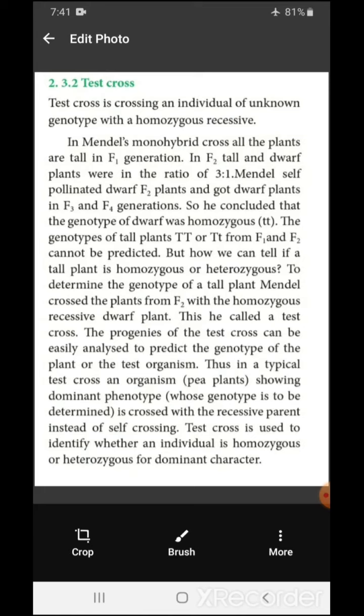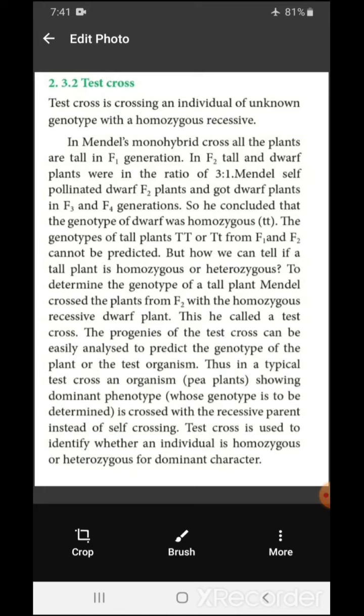So, we know Mendel's law of dominance, law of segregation, and law of independent assortment. Now we are going to discuss the test cross. What is test cross? The test cross is crossing of an individual of unknown genotype with a homozygous recessive. Or otherwise, the F1 hybrid is crossed with the homozygous recessive. For example, in our monohybrid cross, we get capital T small t in the F1 generation. That capital T small t is the tall plant, or heterozygous tall. It is crossed with homozygous recessive.